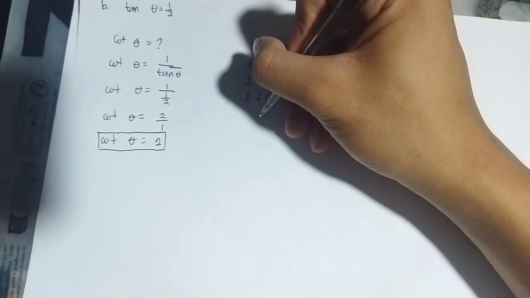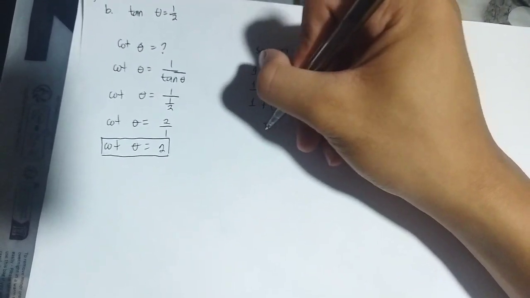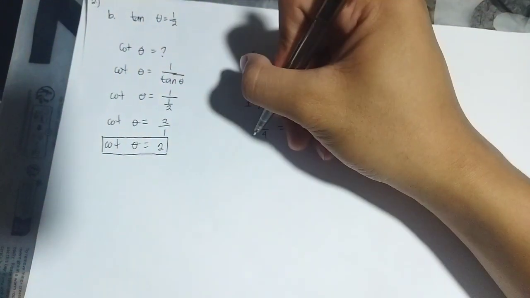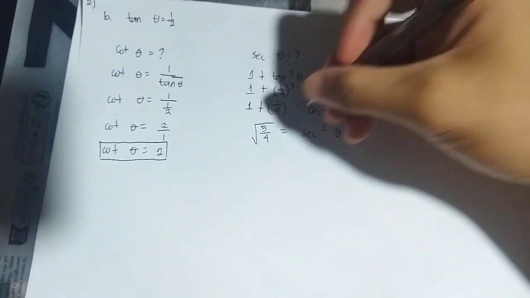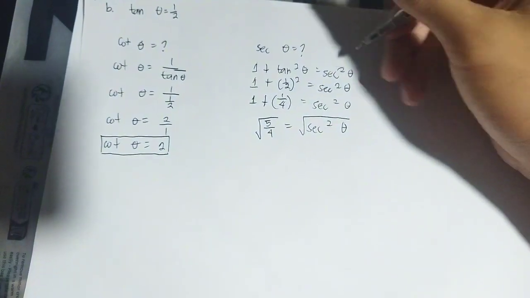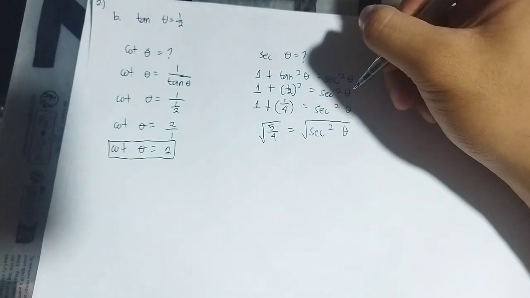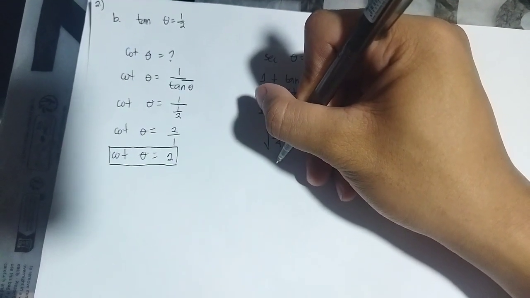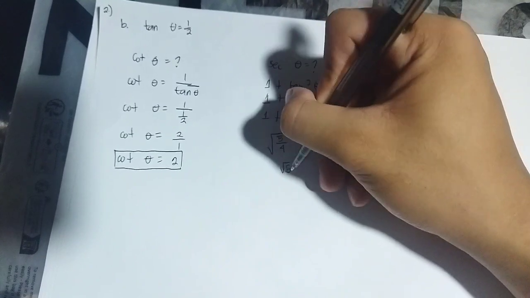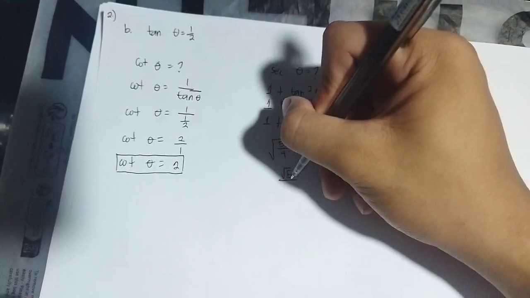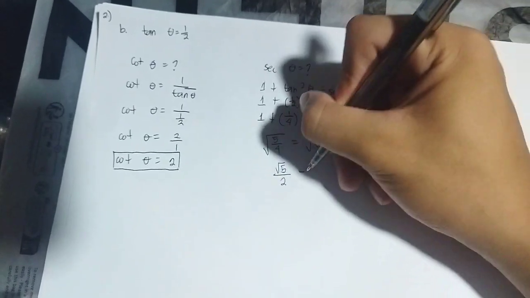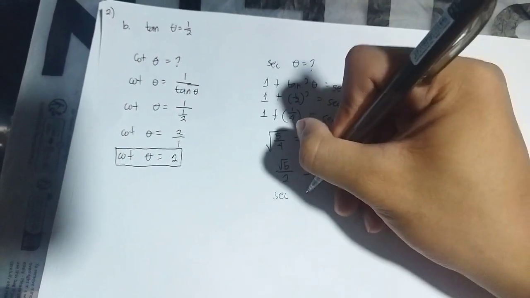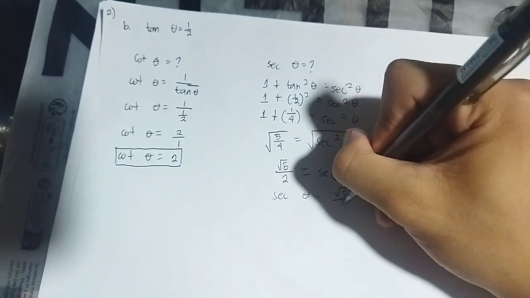So 1 plus 1/4 is equal to 5 over 4. Then copy the secant theta. Then square root the 5 over 4 and the secant squared theta. So we have square root of 5 over 2. So therefore, the secant theta is equal to square root of 5 over 2.